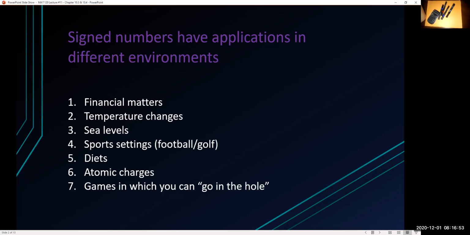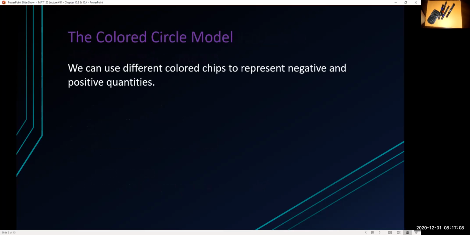And anytime it comes up again, like, oh, I understand what -4 means. I can think about -4 meaning 4 miles below sea level, or losing 4 pounds this week, things like that, and associate it with these different ideas to make students comfortable with positive and negative numbers. So now let's talk about the colored circle model.